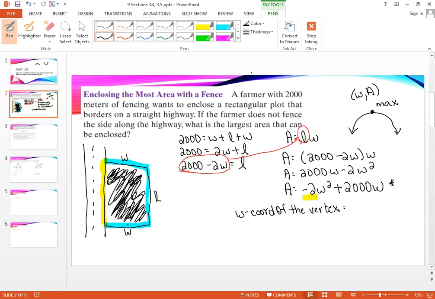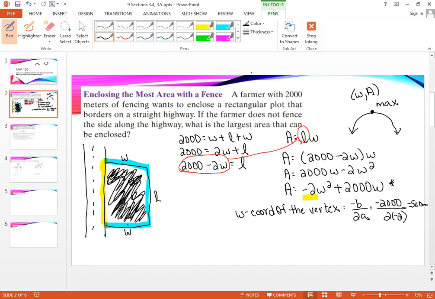Okay. That's negative B over 2A. So negative 2,000 over 2 times negative 2, which is negative 2,000 over negative 4, so that's 500. And this is in meters. Okay, sorry that got squished.